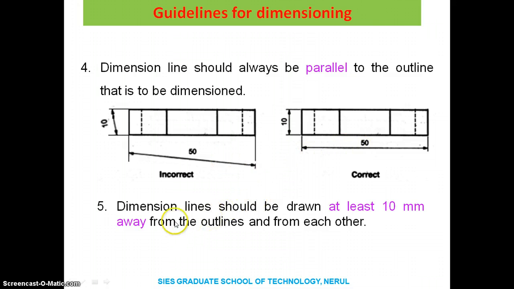The next guideline is dimension line should always be drawn at least 10 mm away from the outline and from each other. There is no fixed rule that it should be at least 10 mm away, but according to me it should be at least 10 mm away from the outline.